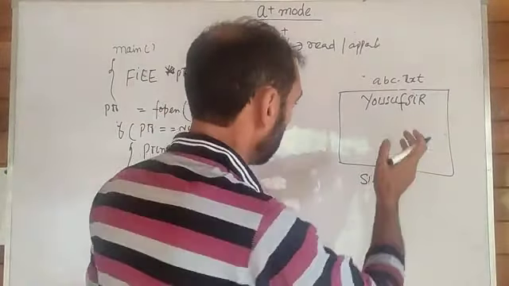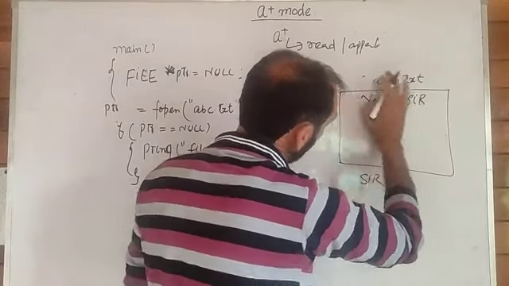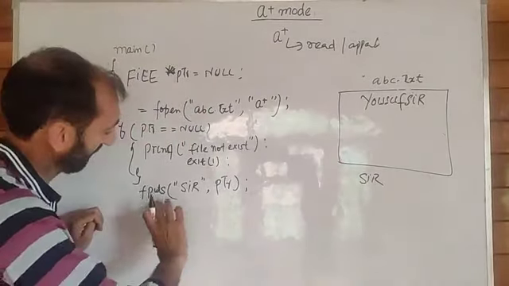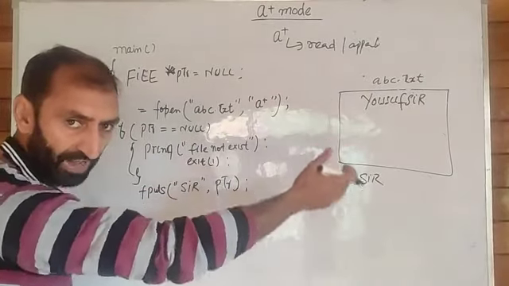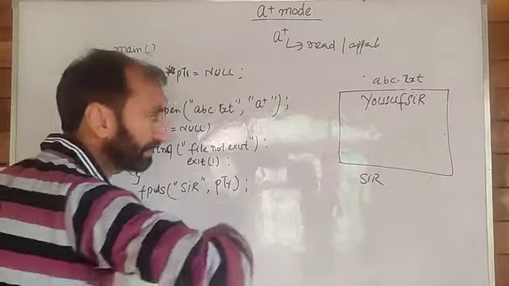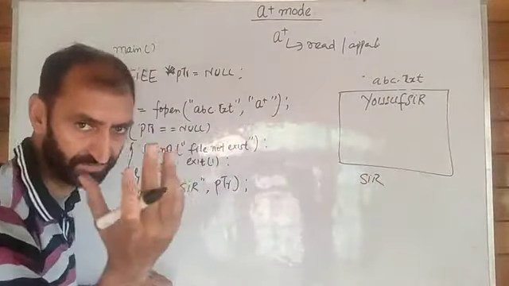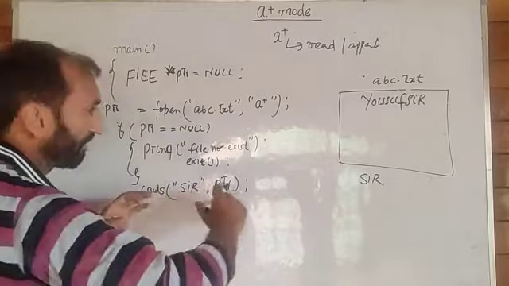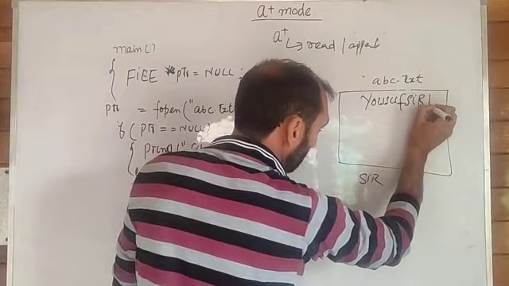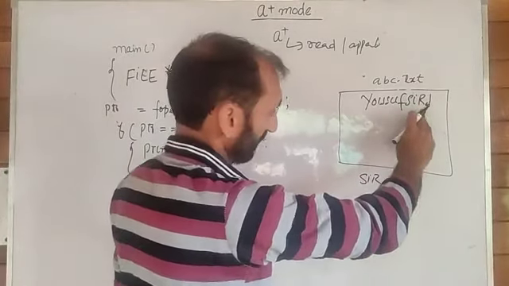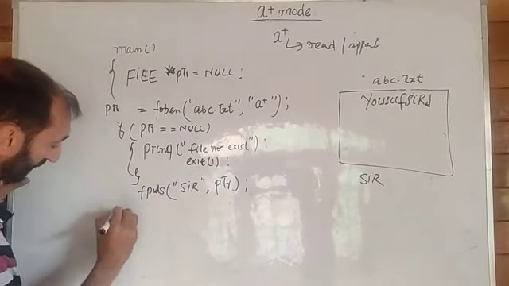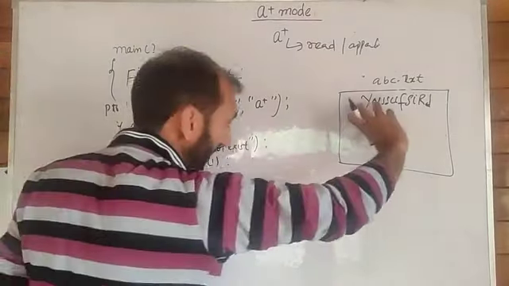Now, if I want to read the contents of this file: this is the logic I have written for writing into the file, or appending into the file, because we know that the fputs function is used for writing into the file, which we discussed in the previous video. Now I want to read the contents of this file. We know that at this point the cursor is here. I want to read from here.